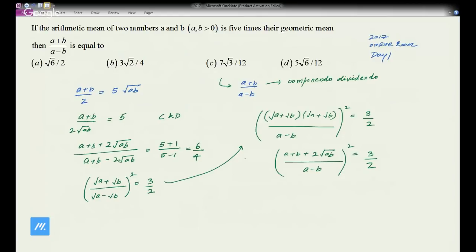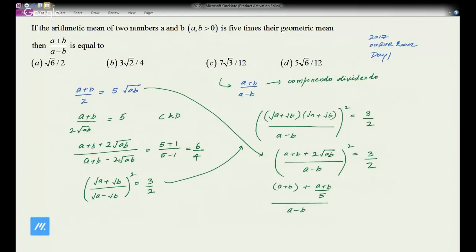Okay. So what next we should do? We know that root AB. So what is the value of root AB? Just put the value here. Root AB is, this is A plus B. So 2 root AB is nothing but A plus B by 5.